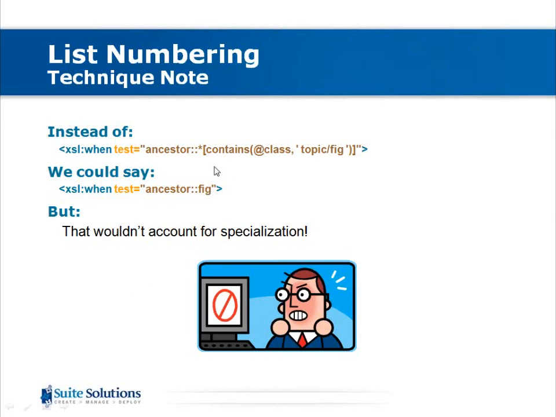However, the class attribute, as you hopefully know, the class attribute in DITA-OT contains the full hierarchy of specialization. And therefore, if we were to specialize fig into an element named myfig, the class attribute would contain topic/fig, space, whatever we decided to call it, topic/myfig. And therefore, it would contain both of those class values, and this first example would continue to match it, whereas this second example would no longer match it because the name of our element had changed.